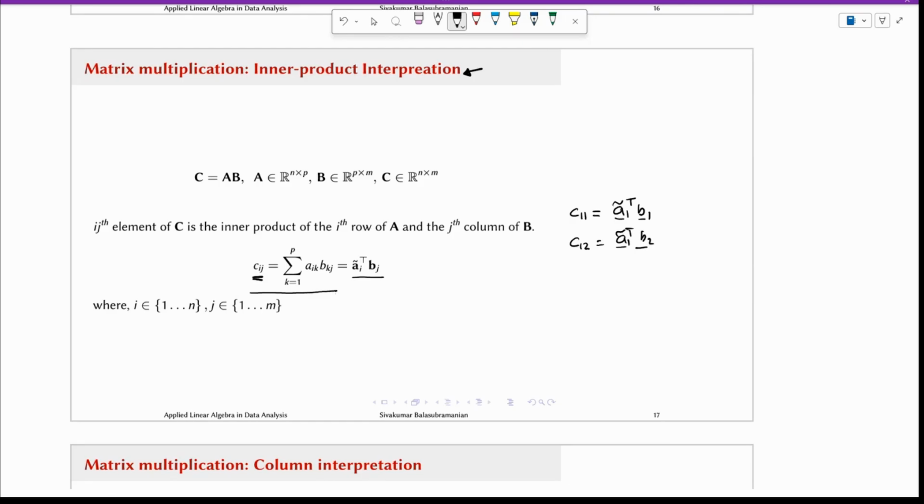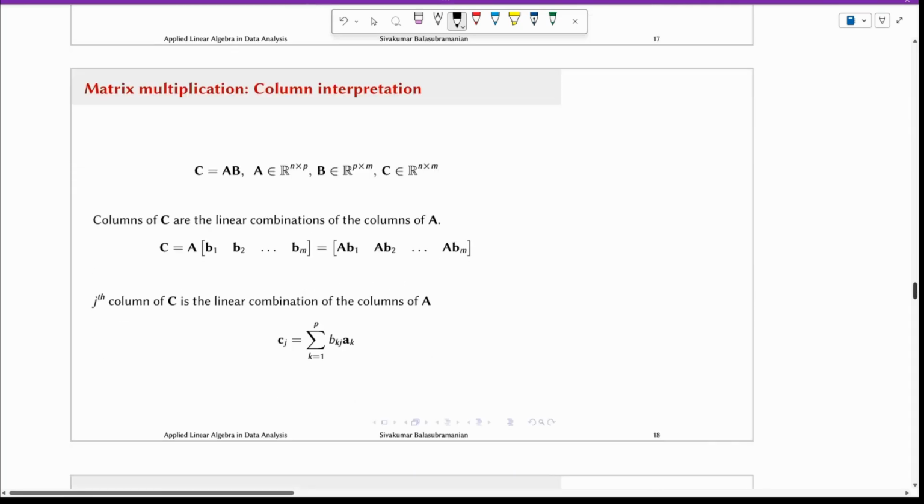You go across a particular row in your first matrix, and then go across the elements of a particular column in your second matrix, multiply the individual elements and add them together. That's nothing but an inner product operation. Okay. So in the inner product interpretation, the individual elements of the C matrix are simply the inner product of a row from A and a column from B. That's the standard view. Now we look at the column view. Okay.